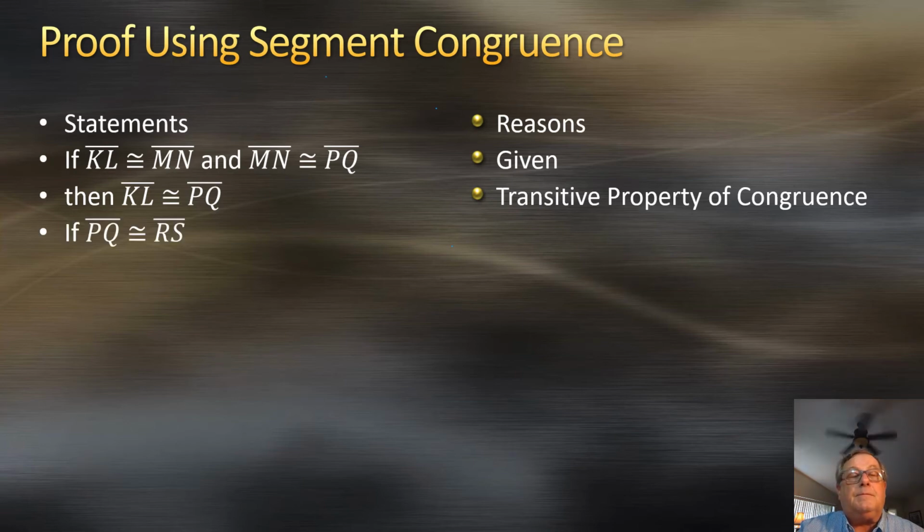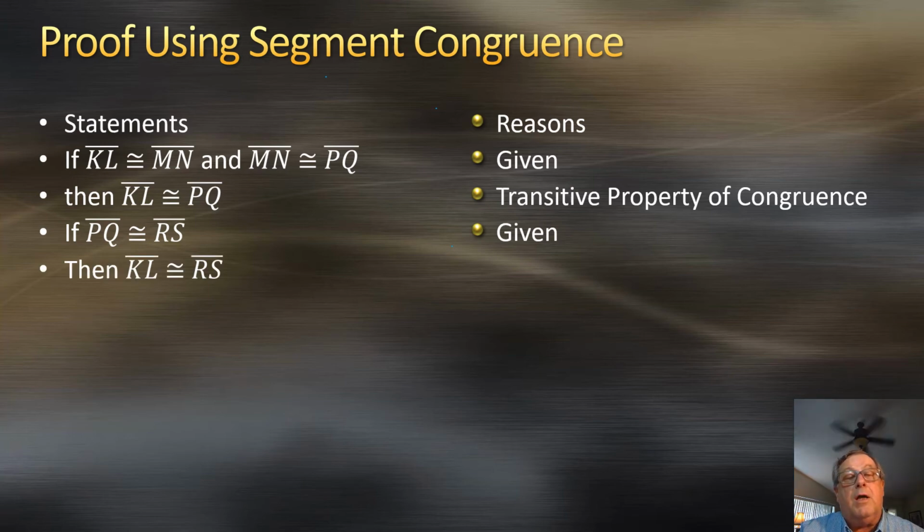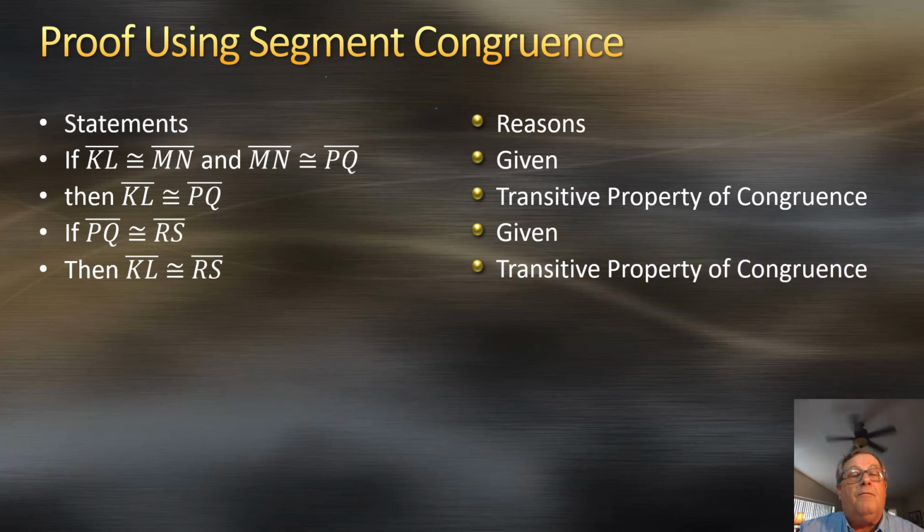Then, if PQ is congruent to RS, which was also part of our given statement, then KL is congruent to RS. So in other words, if KL is congruent to PQ and PQ is congruent to RS, then KL is congruent to RS. If A is congruent to B and B is congruent to C, then A must be congruent to C. And once again, what's our reason for that? The transitive property of congruence.